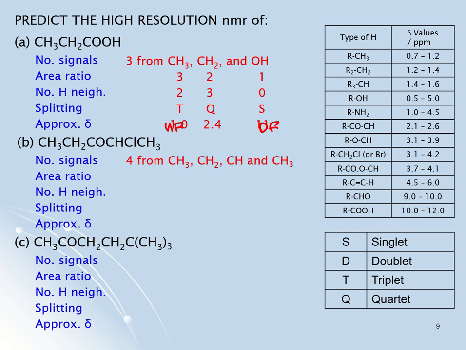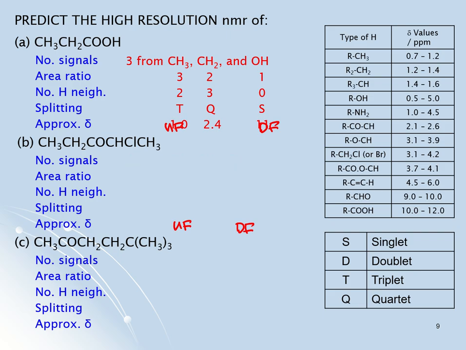Next one, we're going to have 4 signals. They're going to be in a 3 to 2 to 1 to 3 ratio. Those are our neighbours, and they're going to split to a triplet, quartet, quartet, and a doublet. The most downfield one of all of those is going to be the hydrogen which is attached to a carbon which has a chlorine on it. So this is going to be most downfield, and the most shielded one is going to be this one, that's going to be the most upfield.